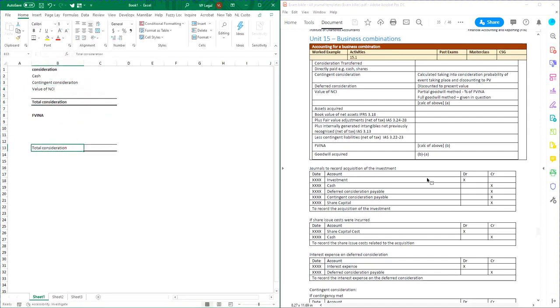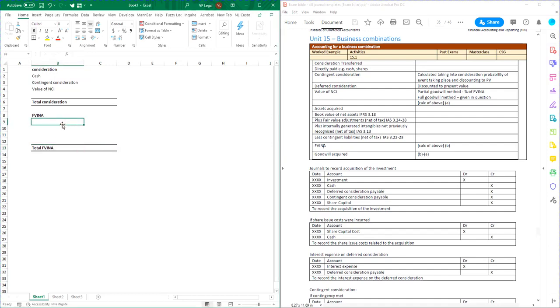The next thing that we want to calculate is the fair value of net assets, and if we subtract the two, we'll calculate the goodwill. So goodwill acquired is B minus A, where B equals fair value of net assets less consideration transferred. If we can figure out what these two values are, we should be able to figure out what our goodwill is.